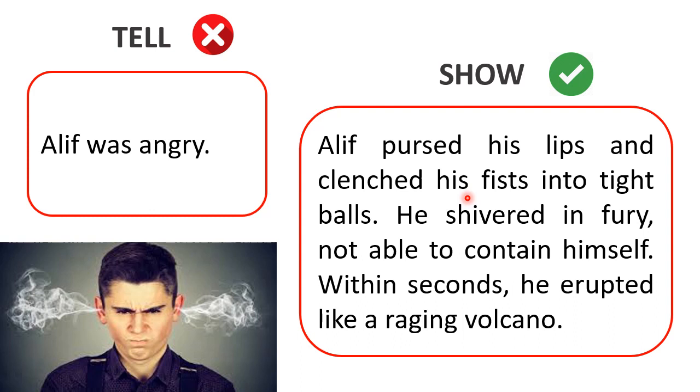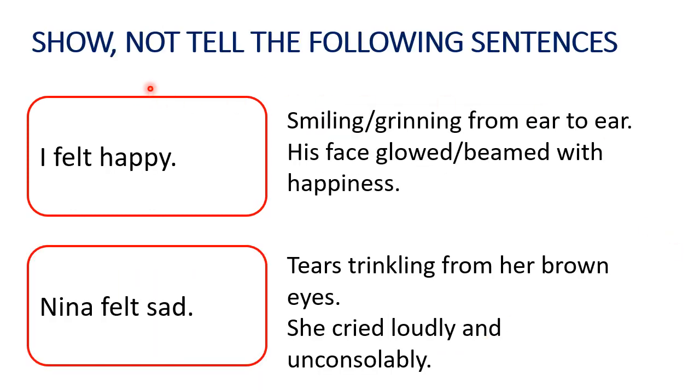Genggam, kan? He shivered in fury. Bukan furry bulu, fury is anger. Not able to contain himself. That means he cannot control. Within seconds, he erupted like a raging volcano. So can you see all these descriptive words to describe how angry someone is? So this is some example.